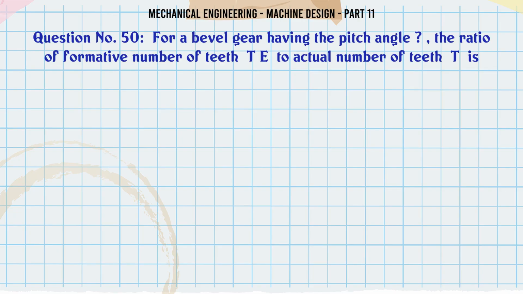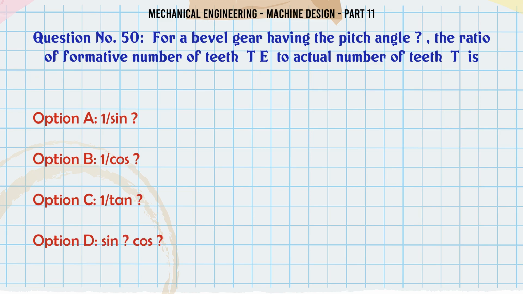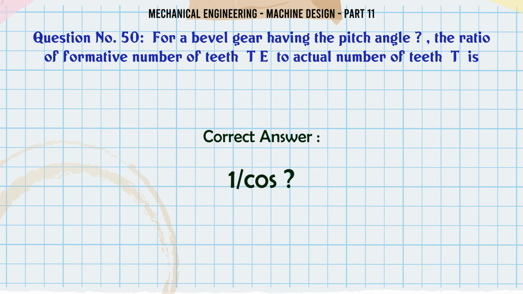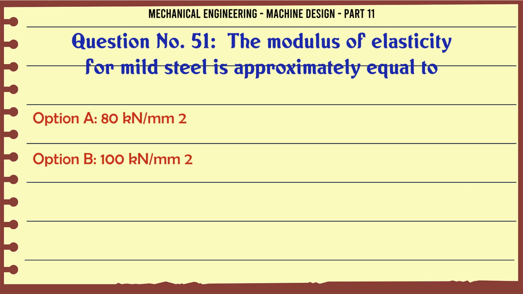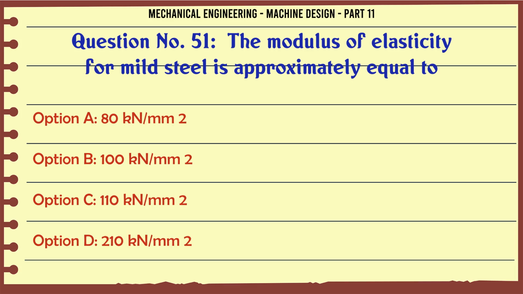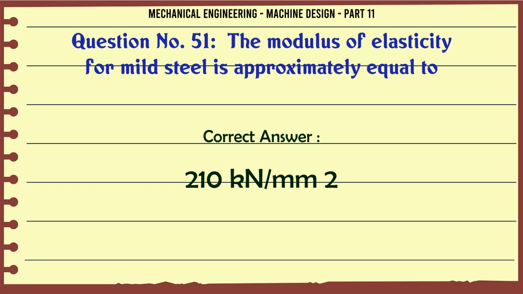For a bevel gear having the pitch angle, the ratio of formative number of teeth Te to actual number of teeth T is A. 1/sin, B. 1/cos, C. 1/tan, D. sin cos. The correct answer is 1/cos. The modulus of elasticity for mild steel is approximately equal to A. 80 kN/mm2, B. 100 kN/mm2, C. 110 kN/mm2, D. 210 kN/mm2. The correct answer is 210 kN/mm2.